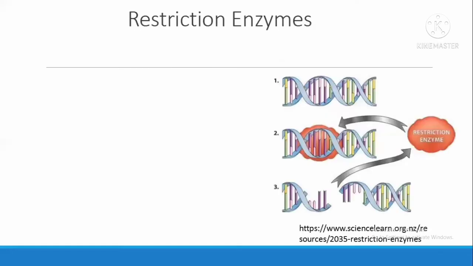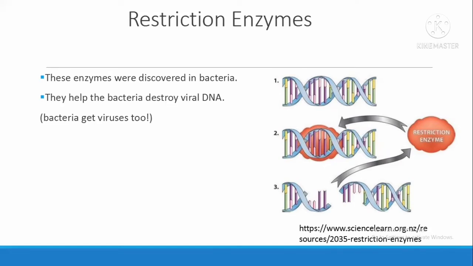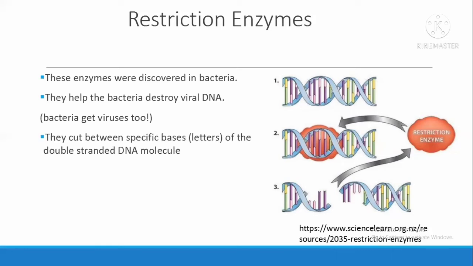Restriction enzymes were discovered in bacteria, the very first restriction enzyme was found in bacteria. They help the bacteria destroy viral DNA. It is a natural process where bacteria destroy viral DNA, like a plasmid. A plasmid is a bacterial circular DNA. They cut between specific bases, letters of double-stranded DNA.